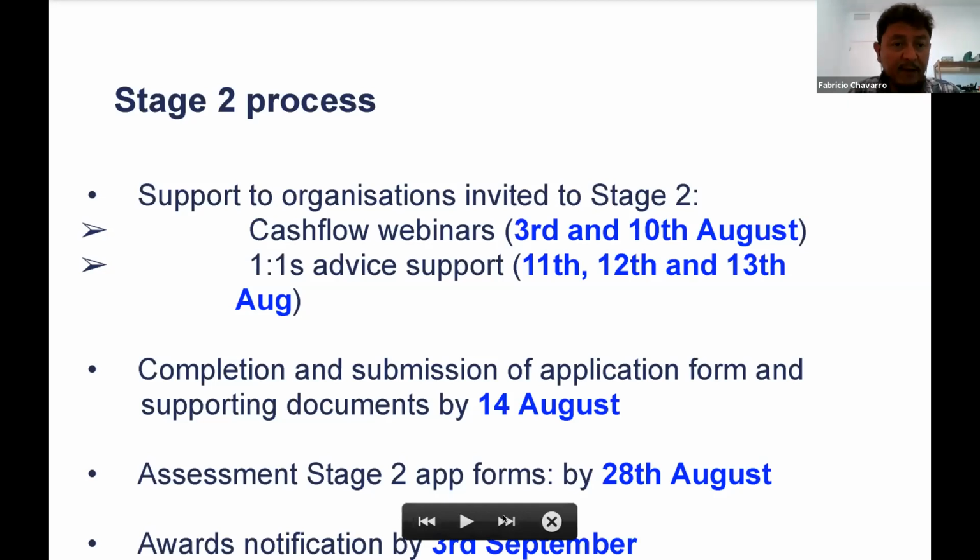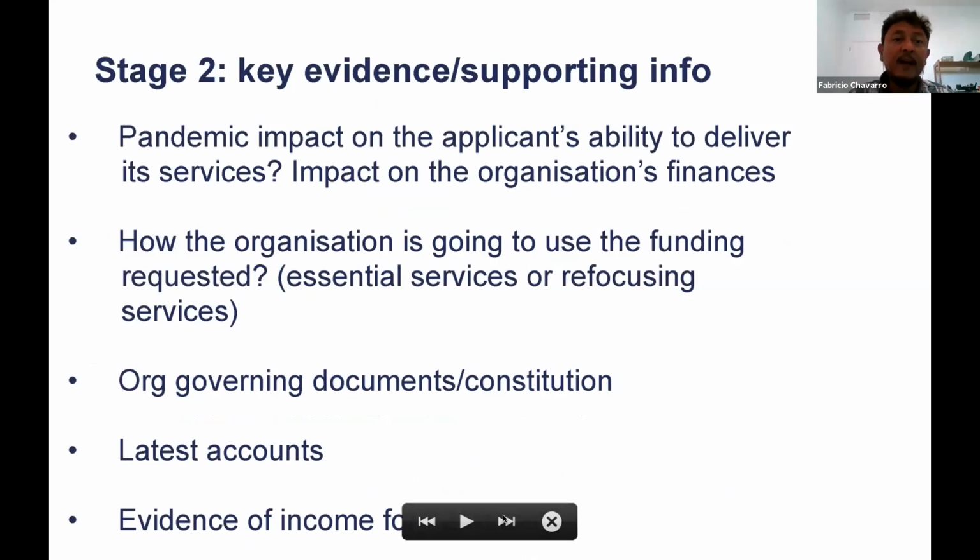Then if we carry on into the process in the next slides, what is important in the submission of the application form is the evidence and the supporting documentation that you need to provide by Friday. As I said, the program has been designed to support organizations that have been disrupted and impacted by COVID-19, and therefore one of the key parts is for you to demonstrate and provide the evidence about the impact and how your organization's financial situation has been affected as a result of the pandemic.